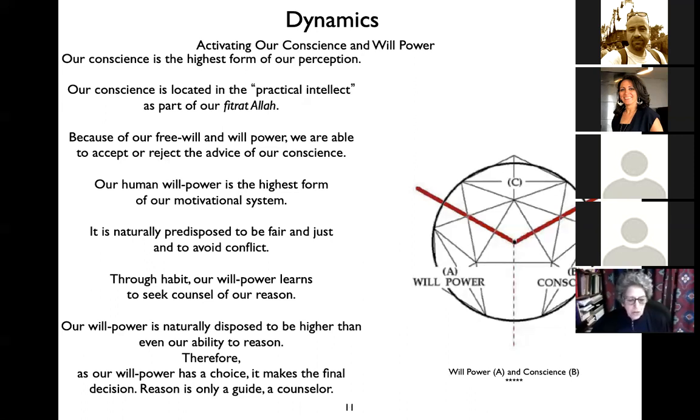So our willpower is naturally disposed to be higher than even our ability to reason. Our willpower is stronger than our reason, than our cognition. That's why it needs to be trained to listen to reason, because it doesn't have to listen to reason. So that means it's higher than reason. Therefore, when our willpower has a choice, it makes the final decision, and our reason is only a guide or a counselor. We don't have to listen to our reason or our conscience, and that's when we get into trouble.